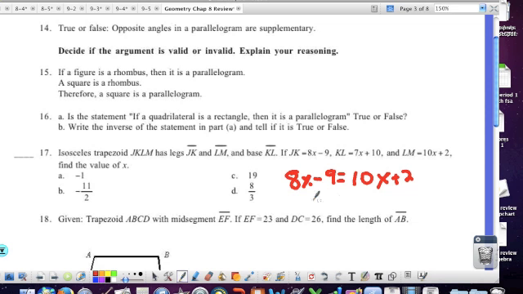So I'm going to subtract 8x from both sides. I get negative 9 equals 2x plus 2. I subtract 2 from both sides. I get negative 11 is equal to 2x. So x is equal to negative 11 halves.